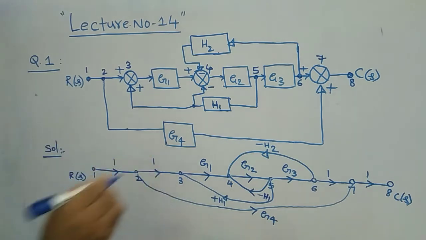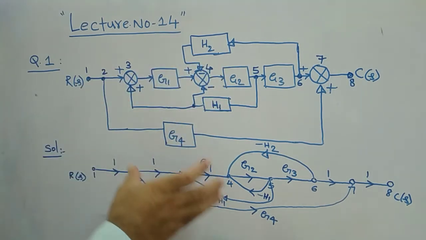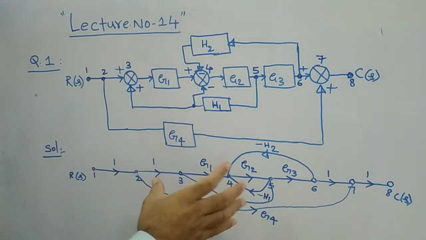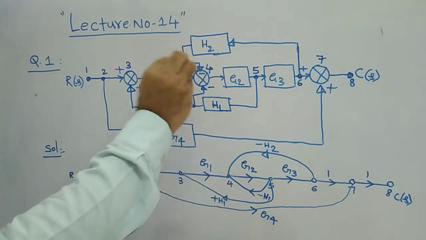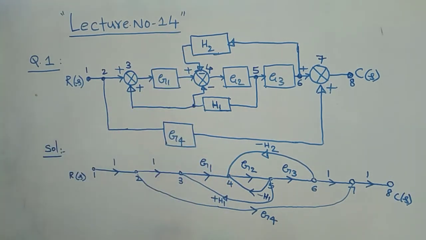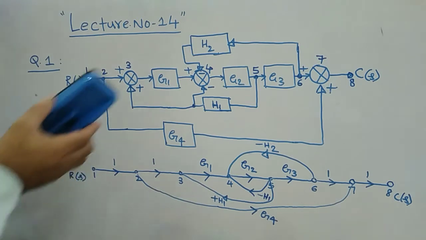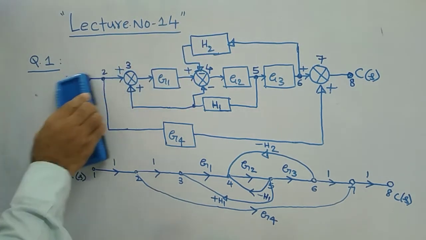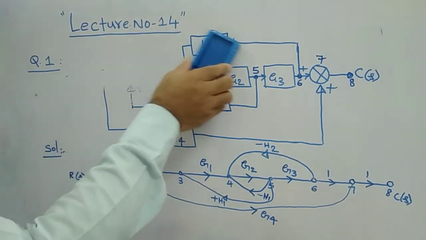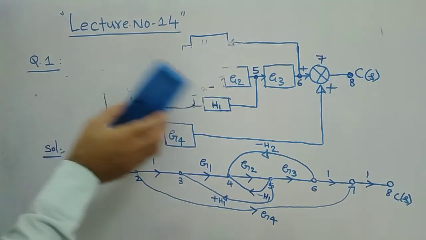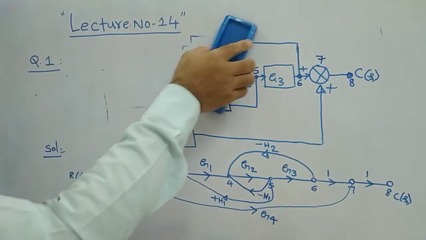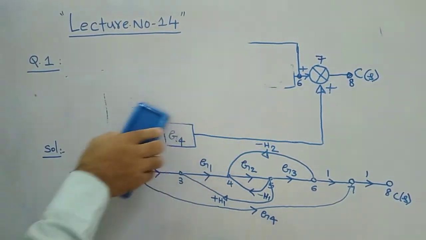So this is nothing but the representation of the signal flow graph for this given block diagram. This is the representation of the equivalent signal flow graph for this block diagram. Now I will erase this diagram. This is not required now. So one part is completed, means representation of the signal flow graph for this given block diagram is completed.